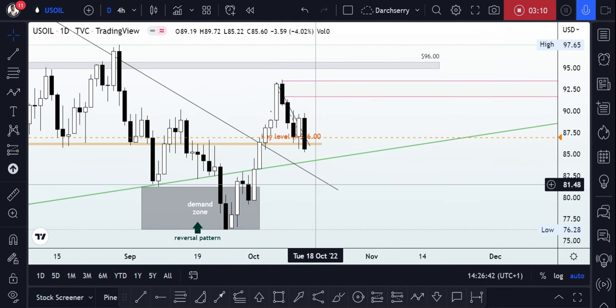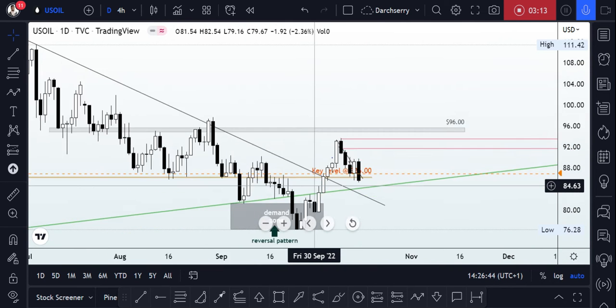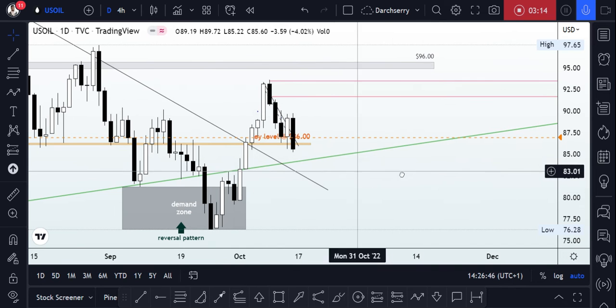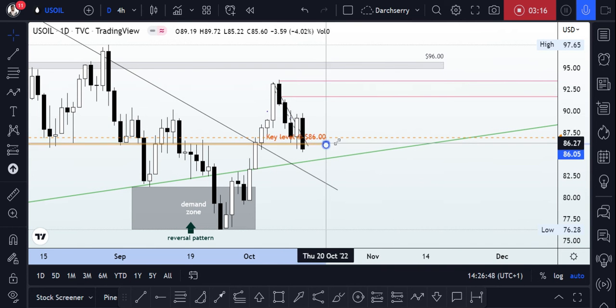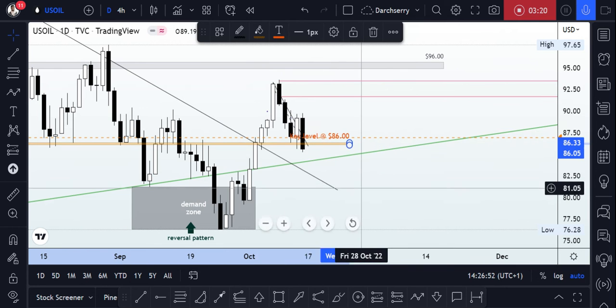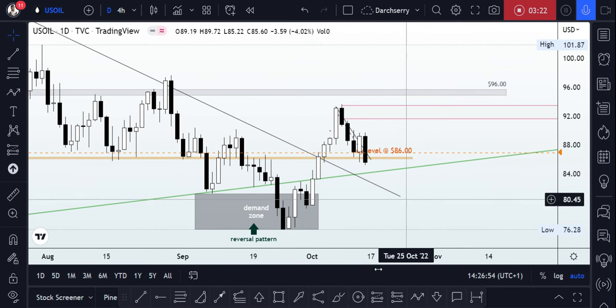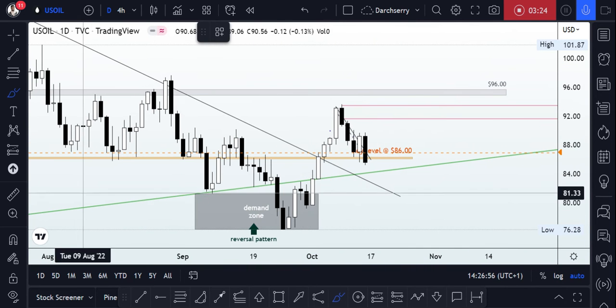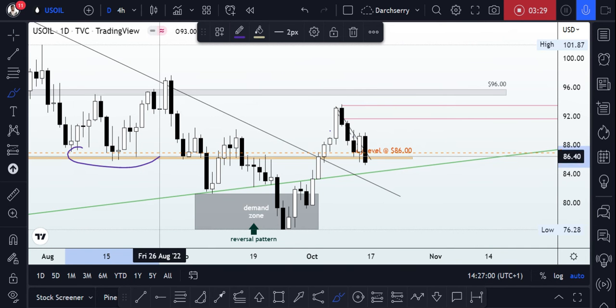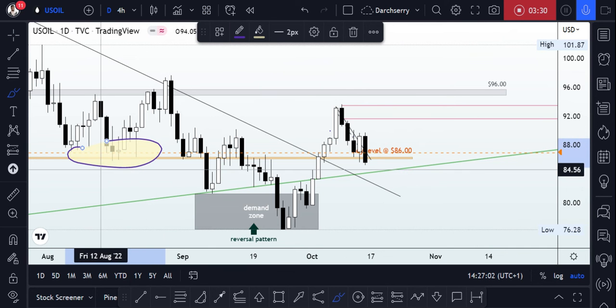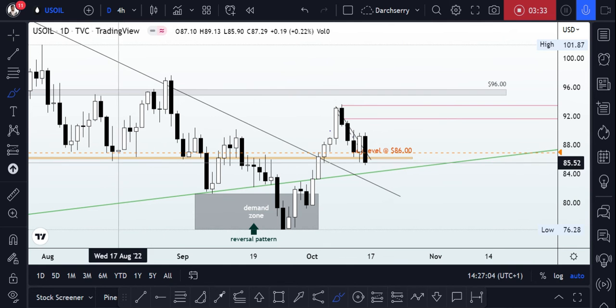In addition to the current structure I have here, I was also able to identify the $86 level, which has been a major yardstick for us, as this area has been a major determinant of price action in the past. If you look at what has happened since the month of August, we can see how this level has been a major buying niche for participants in this market.